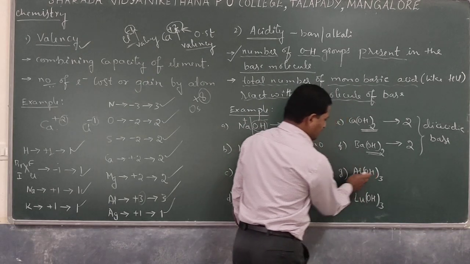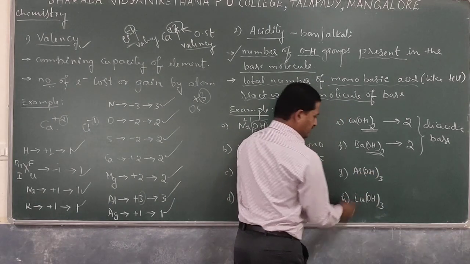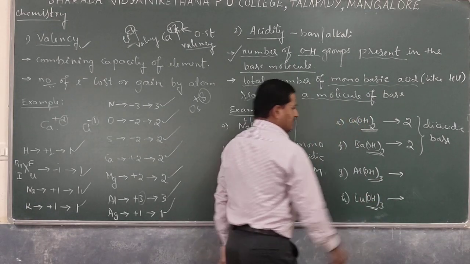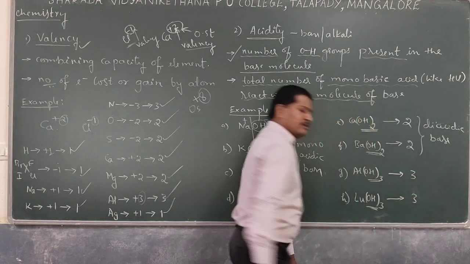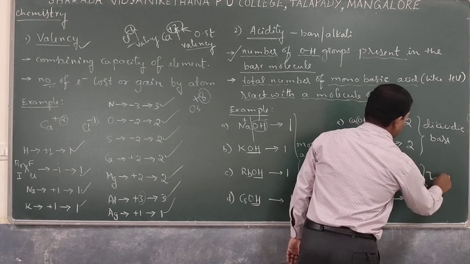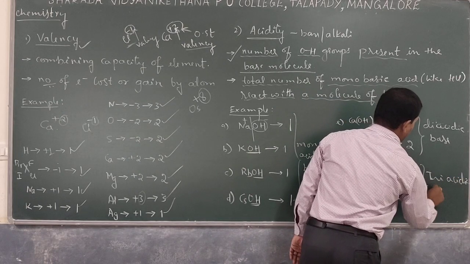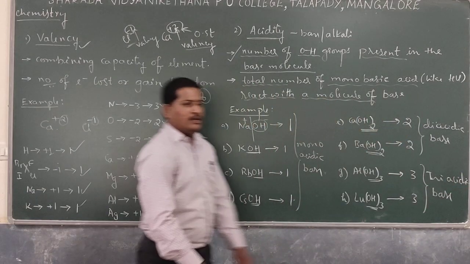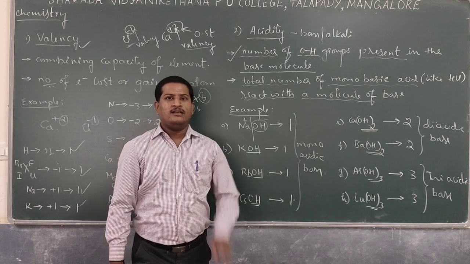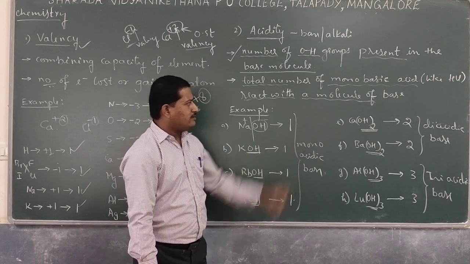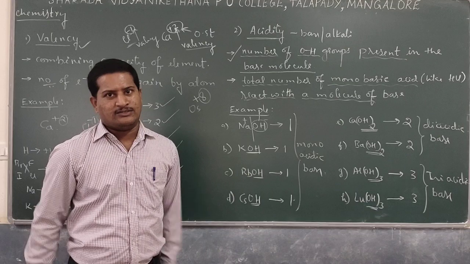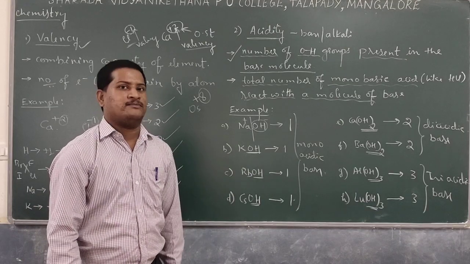But in aluminium hydroxide, Al(OH)3, and lutetium hydroxide, Lu(OH)3, in both cases the number of OH groups present is 3. As a result, their acidity is found to be 3. If the acidity is 3, then such molecules are called triacidic bases. So based on the number of OH groups present, one can find 3 types: monoacidic, diacidic, triacidic. The maximum acidity is 3, not more than that. So 4-acidic and 5-acidic are not observed.